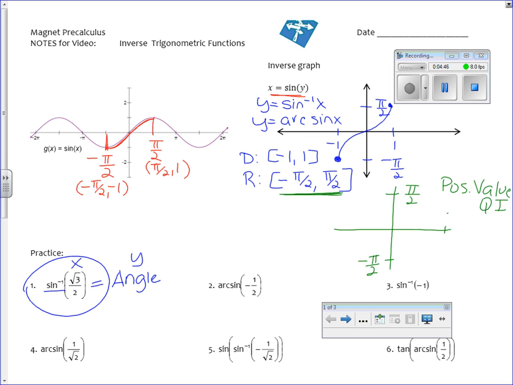So that means 0 is a possible answer, 0 radians, pi/6, pi/4, pi/3. Those are all good answers. If you're given a negative value, that answer is going to come from quadrant 4. That means we're looking at negative pi over 6, negative pi over 4, negative pi over 3, and negative pi over 2.